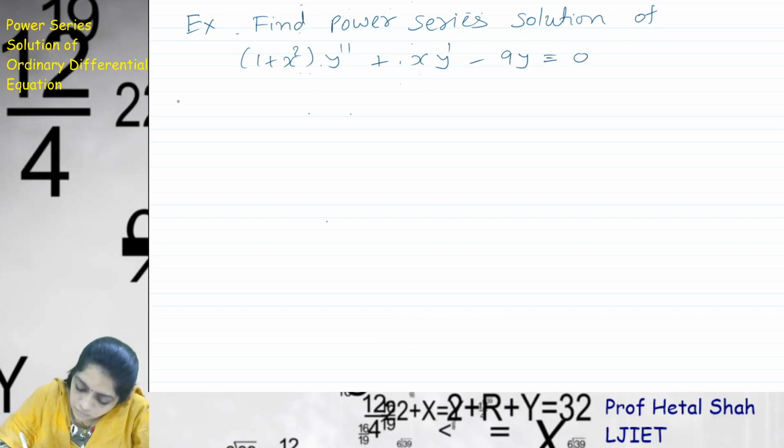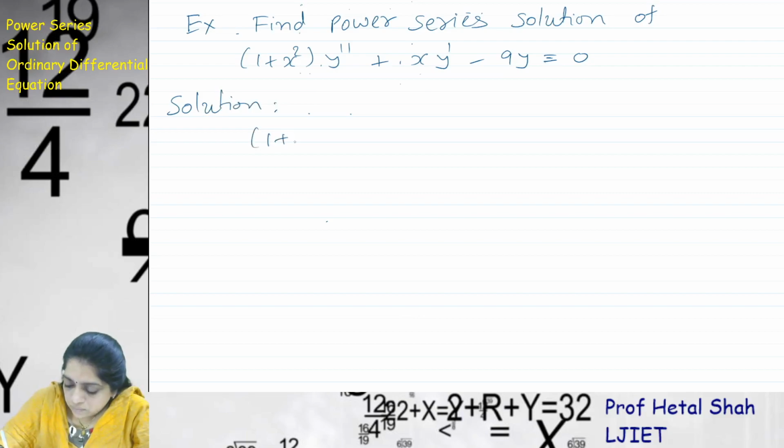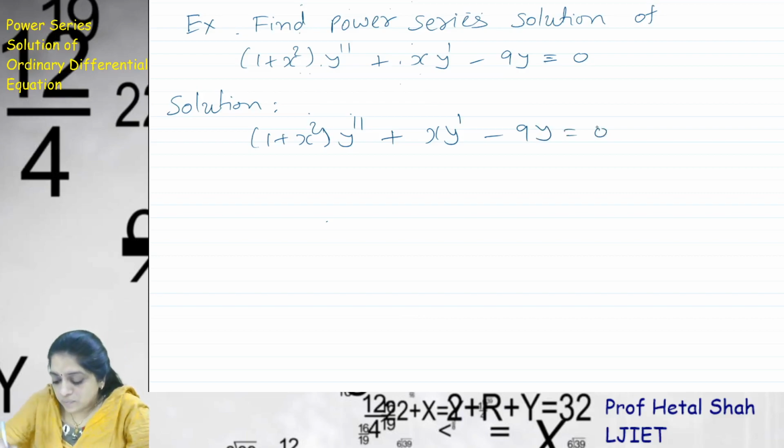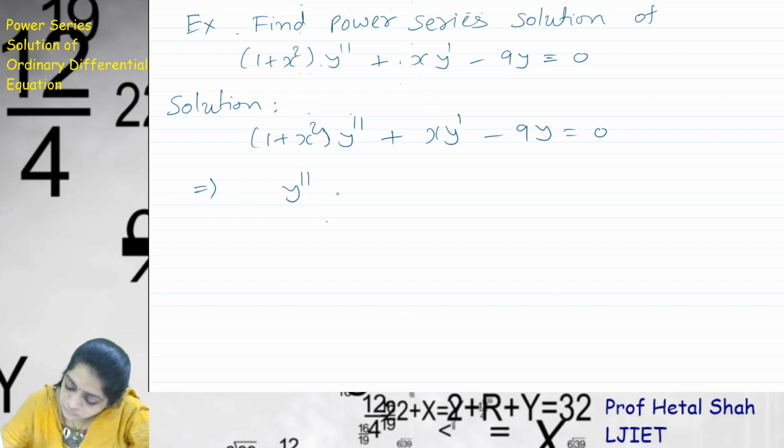Okay. For the solution, we have the given differential equation (1 + x^2) y'' + x y' - 9y = 0. First, we have to convert our given differential equation into the standard form. For that, we divide the differential equation by the multiple of y'', that is 1 + x^2. So we get y'' + x/(1 + x^2) y' - 9/(1 + x^2) y = 0.